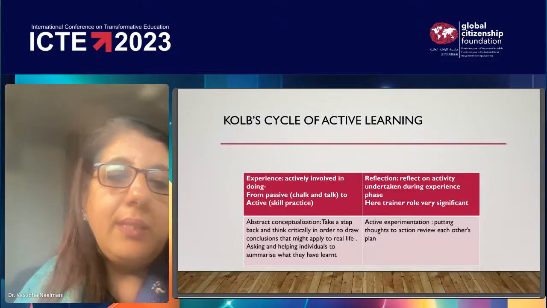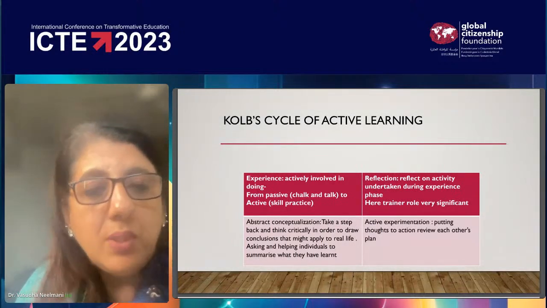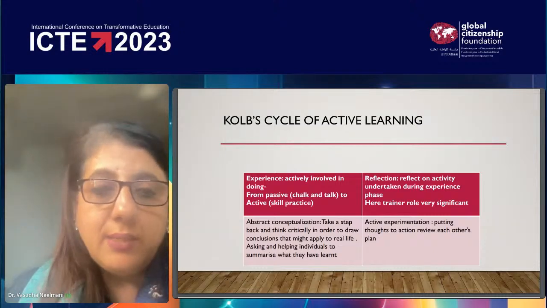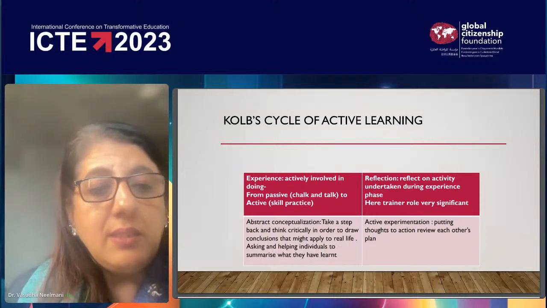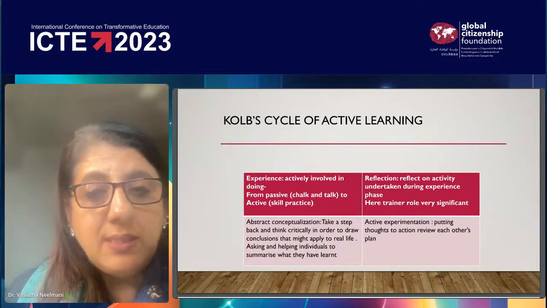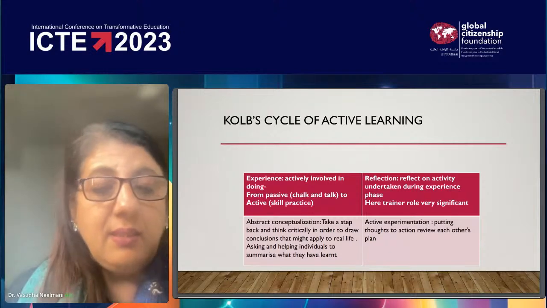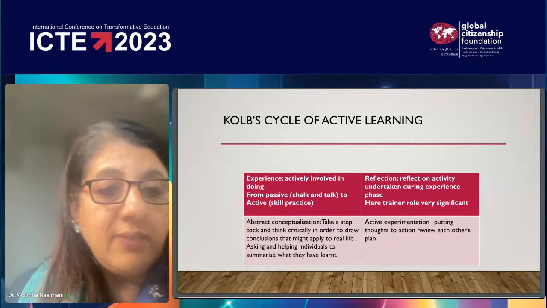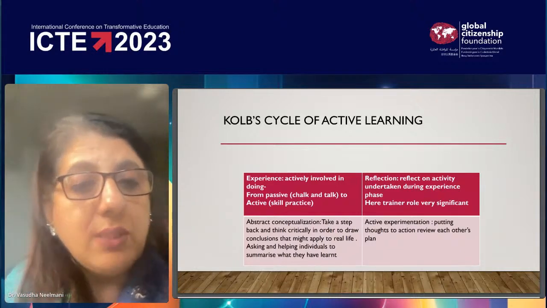So, here I would like to bring a very important aspect that's called the Kolb cycle of active learning. So, when we talk about the cycle of active learning, a learner experiences it, reflects on it, has an abstract conceptualization of the thing, and then does an active experimentation. So, let's go step by step.